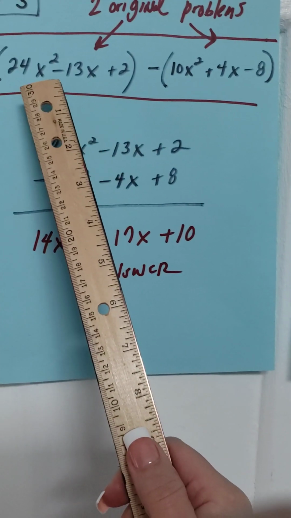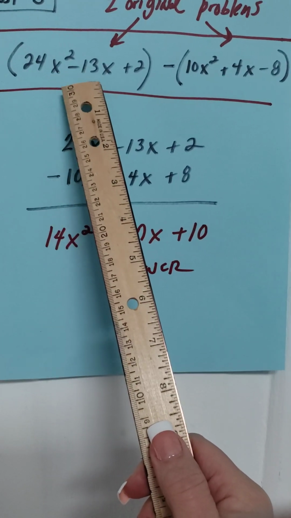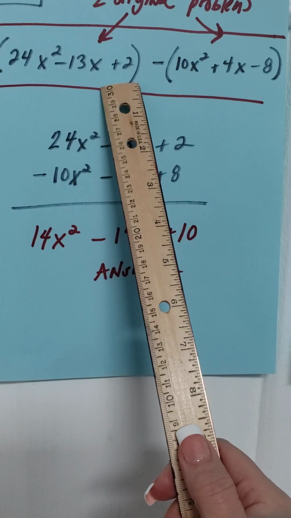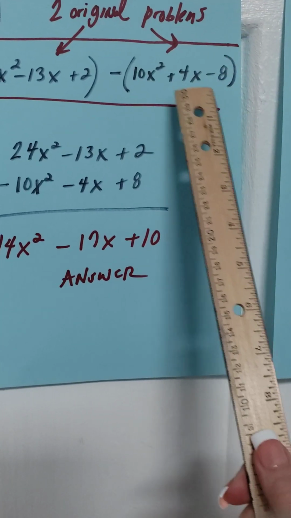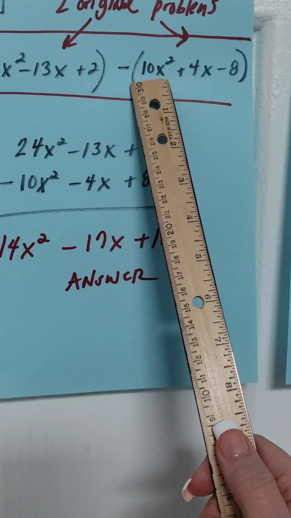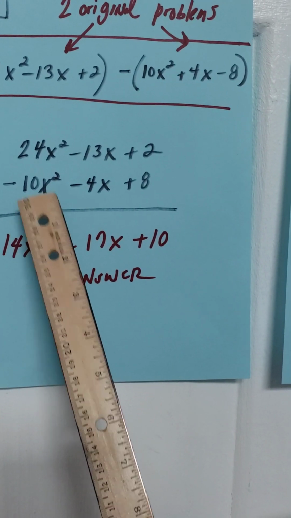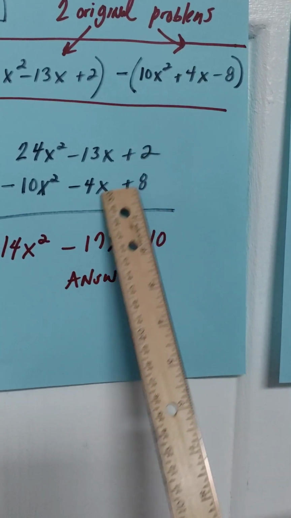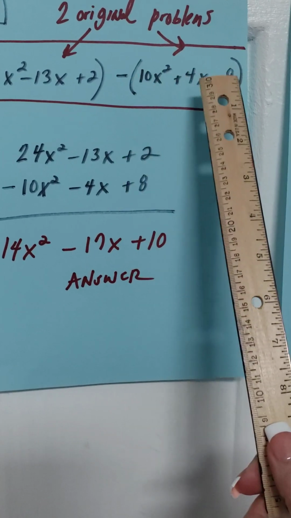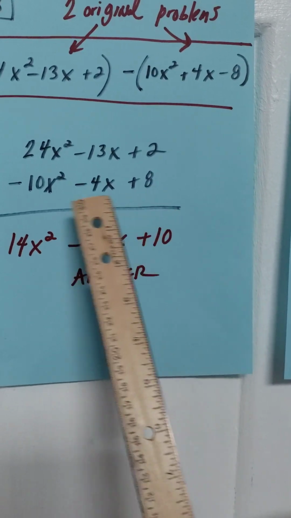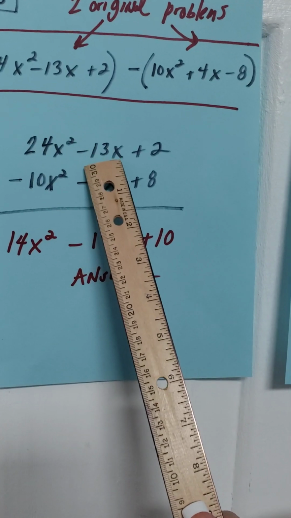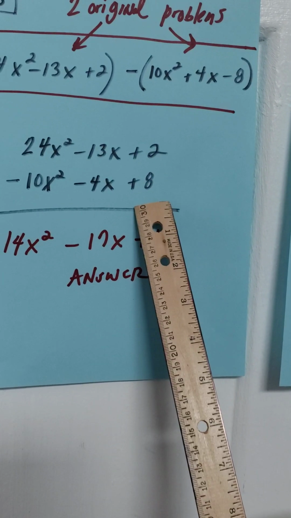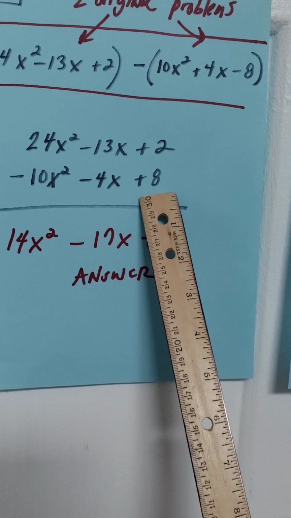Again, I'm going to bring down the 24x squared, the minus 13x, the plus 2, exactly as I see them. They want me to subtract this one, so I'm going to multiply everything by -1. That becomes negative 10x squared, that becomes a negative 4x, and that becomes a positive 8. I have it in the correct order, descending order. It goes x squared, the single x, and then what was this guy called? This guy is the constant, meaning it doesn't have a letter.